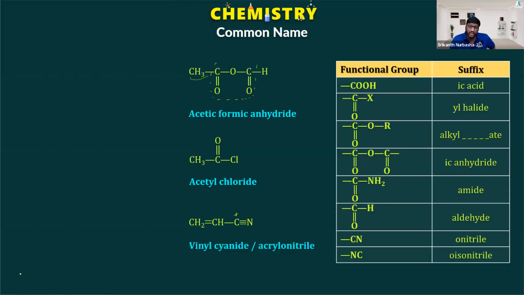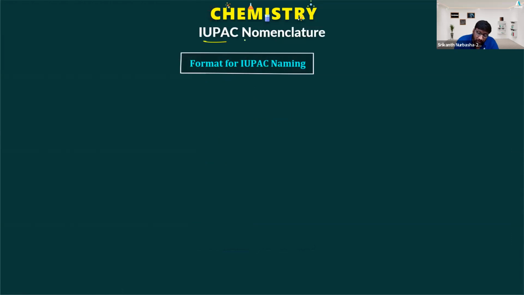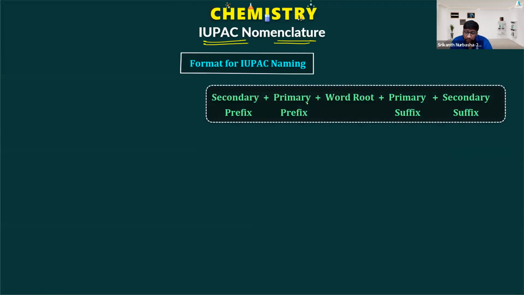Is that clear, students? Everything so far? So this is how you can name compounds using common names or the common system. Then comes the naming of compounds using IUPAC nomenclature. The format for IUPAC naming is secondary prefix plus primary prefix plus root word plus primary suffix plus secondary suffix. This is the format for IUPAC naming.